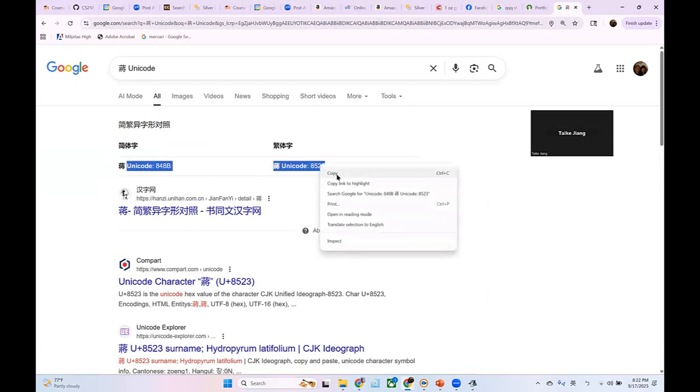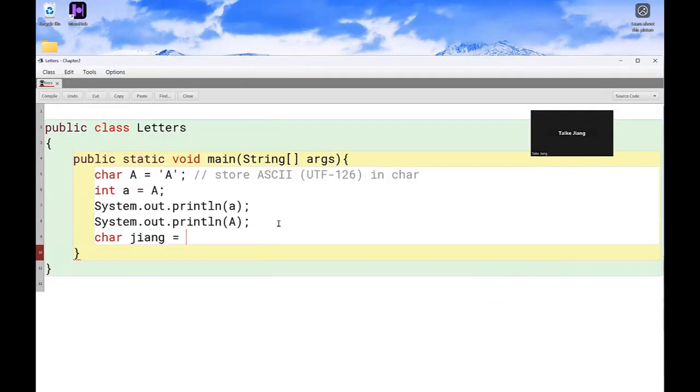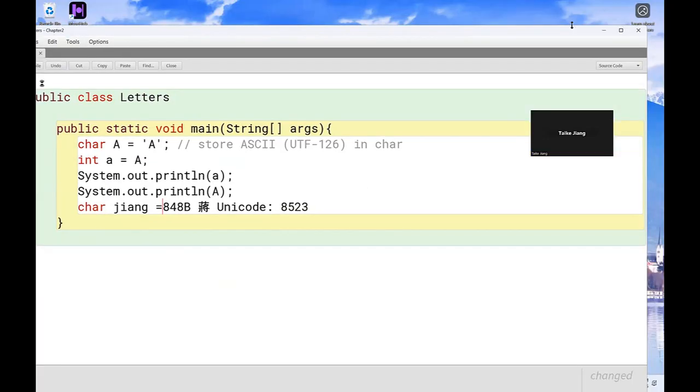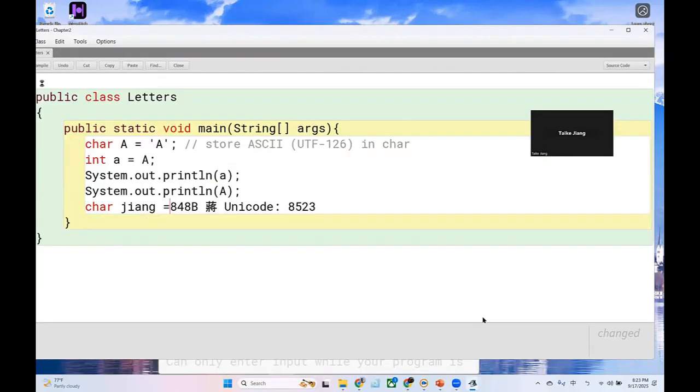It says 84811. So let's put it over here. So these are two numbers you can use. You can use a single code, backslash u each. Okay, this one is a simplified Chinese.